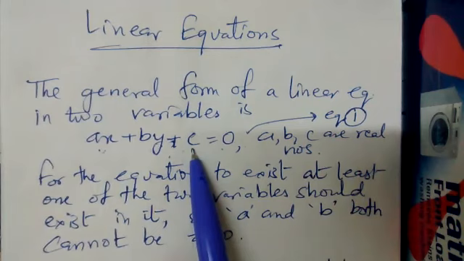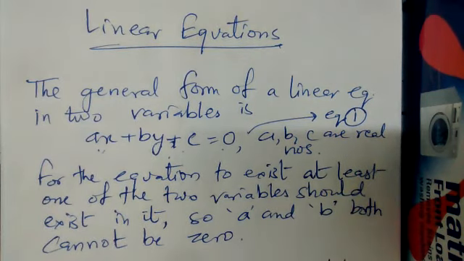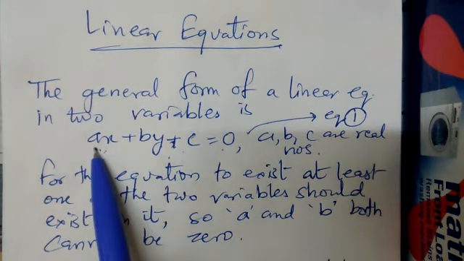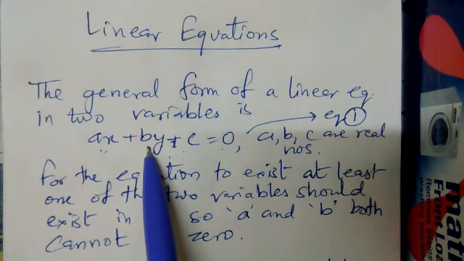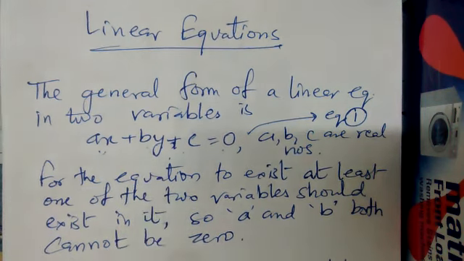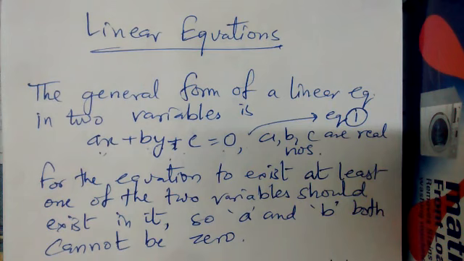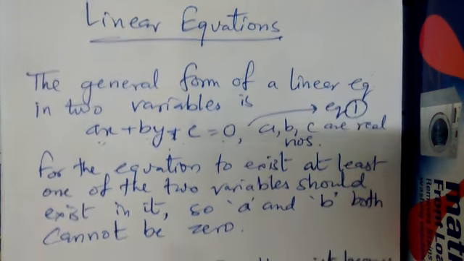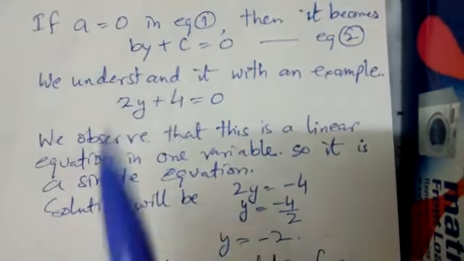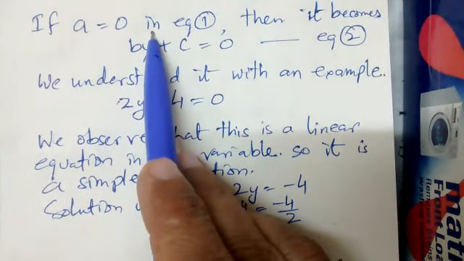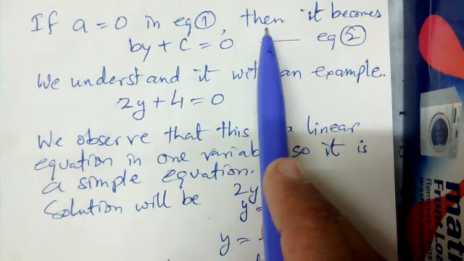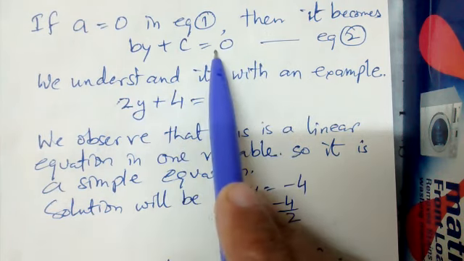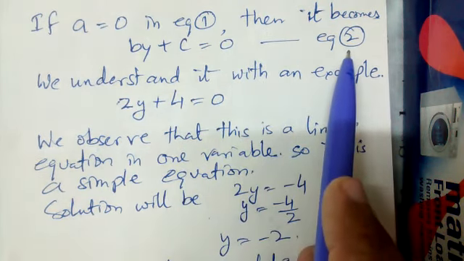Now an equation is an equation because it has a variable and an equal to sign. So in this equation a and b cannot be together 0 at the same time. One of them can be 0 or both of them can be non-zero. Now we consider the case where a equal to 0. Putting it in the standard form, the equation becomes by plus c equal to 0. We call it equation 2.